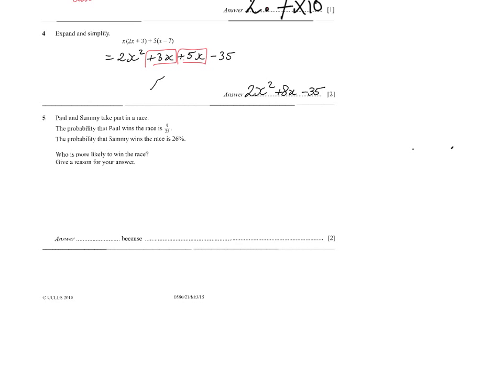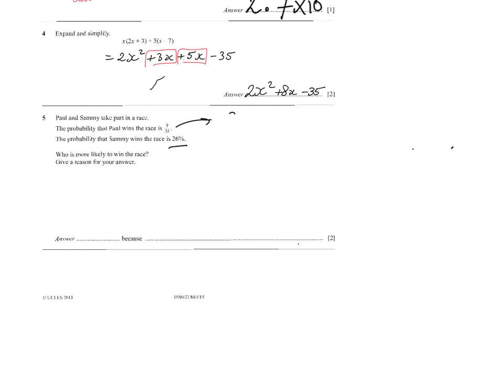Now, what you need to do, in order to compare those probabilities, is write both of them as a fraction, or both of them as a percentage, or both of them as a decimal. So it's really up to you. I'm going to write them as a percentage. Why not? So Sammy is already written as a percentage. Paul is 9/35, so I have to somehow turn that into a number out of 100.